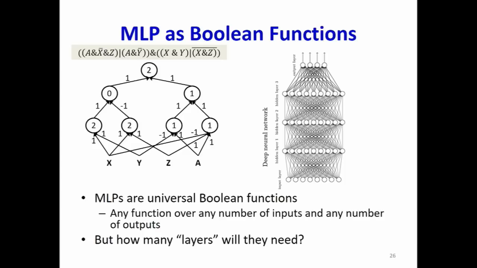How many layers will I actually need to compute an arbitrary Boolean function? And I'm not going to wait for you to answer. I'll give you the answer. The answer is 1. One hidden layer, so 2 layers. A depth of 2 is going to compose any Boolean function.